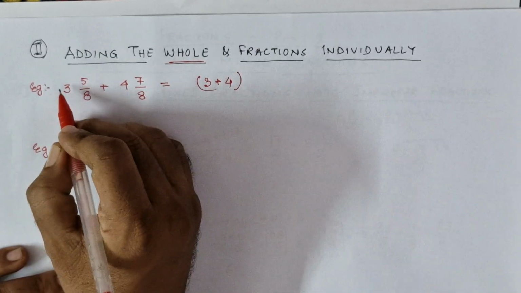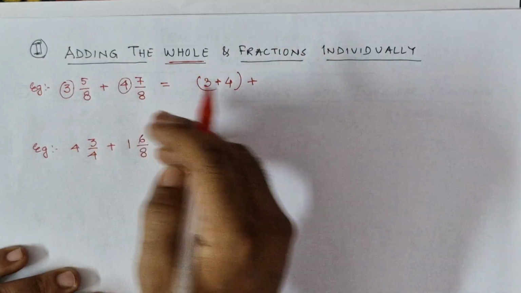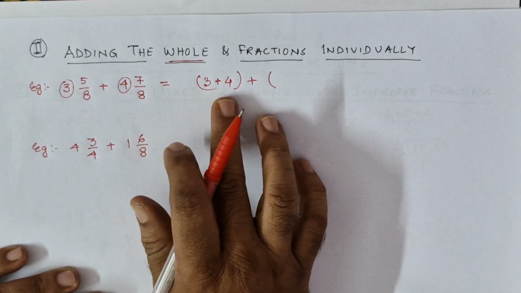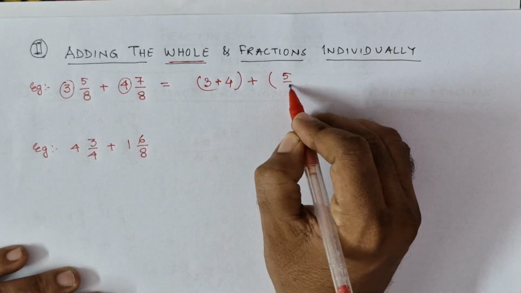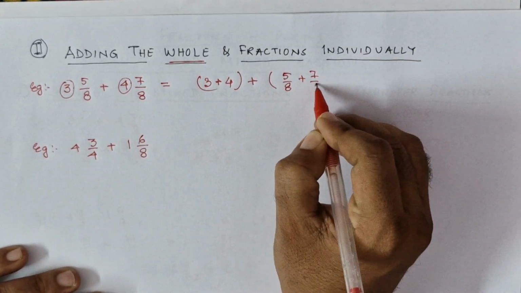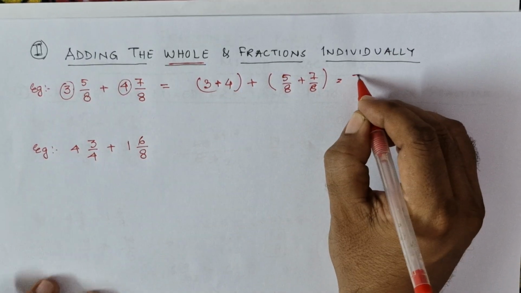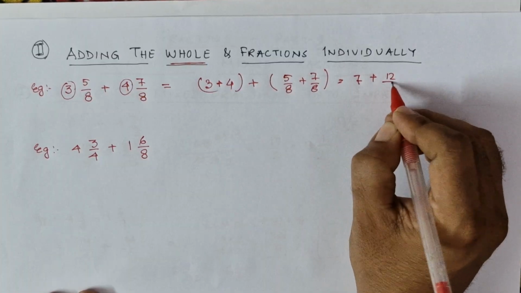So these are the whole numbers. We'll add them up, and we'll add the fractions separately. So we are individually adding the whole and the fractions. So 5 by 8 plus 7 by 8. Got it? So 3 plus 4 is 7, right? And this one will be 5 plus 7, 12 by 8.